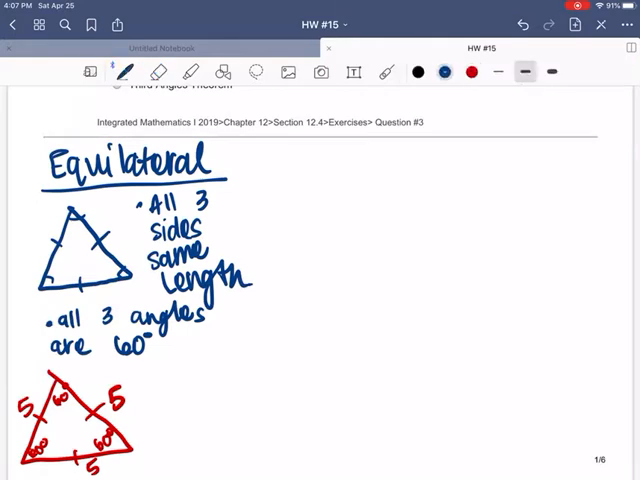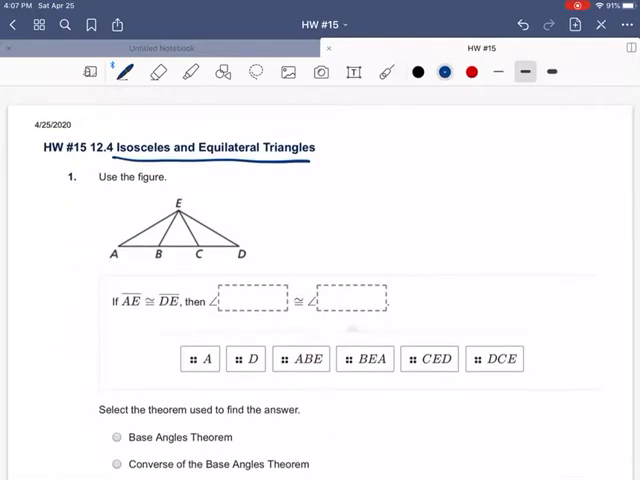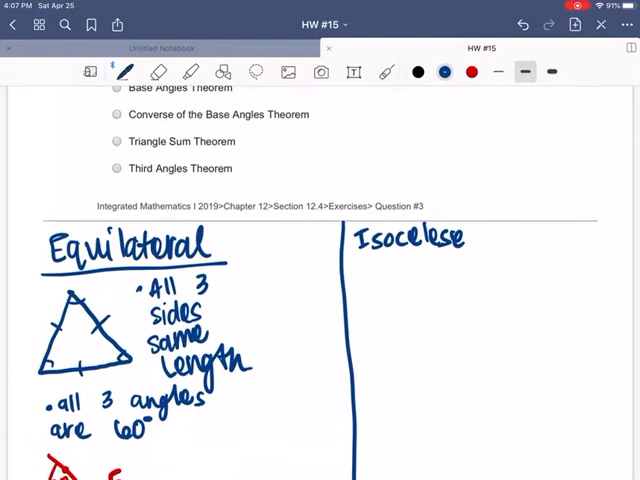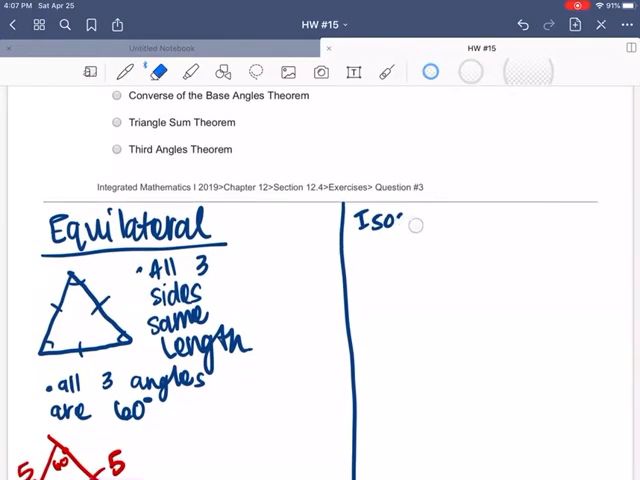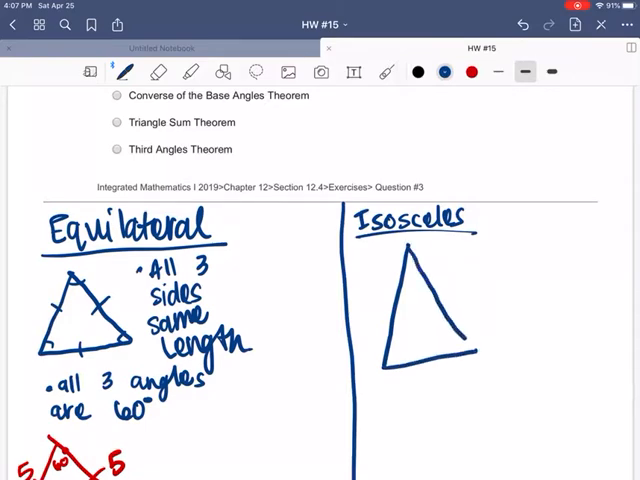Okay, the other type of triangle we're going to talk about here is an isosceles triangle. I just had a brain fart and I don't remember how to spell that. Hold on. Yep, definitely spelled that wrong. Okay, that's better. So an isosceles triangle is one where two sides are the same length, but not the third. So two sides, same length.